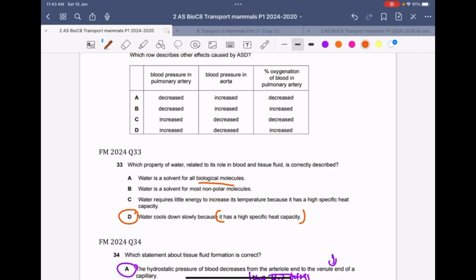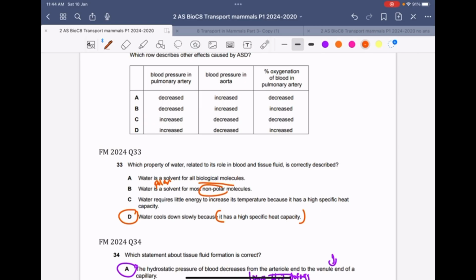And how about this one? Water is a solvent for non-polar molecules. This is incorrect because water is a polar molecule. Polar means the water molecule has a positive and a negative end, so water can dissolve polar substances or ions. Water does not dissolve non-polar molecules.